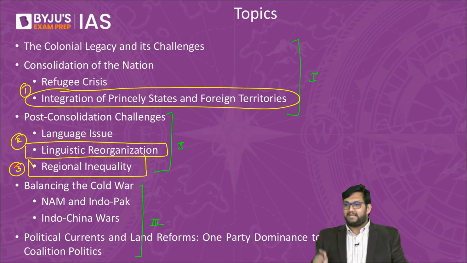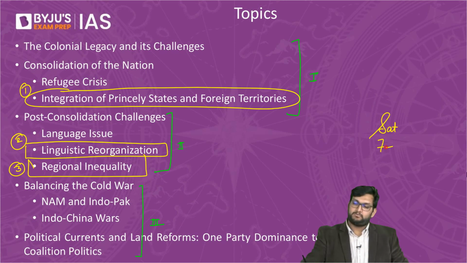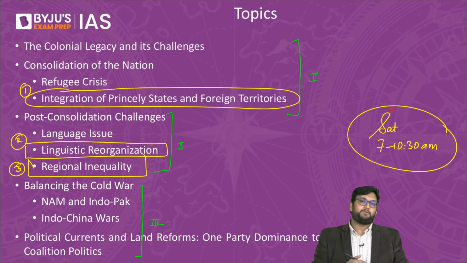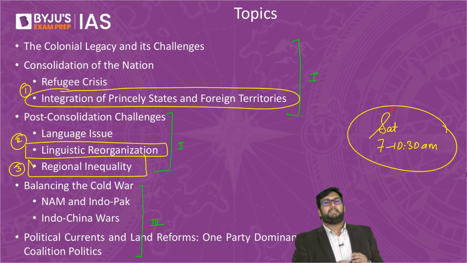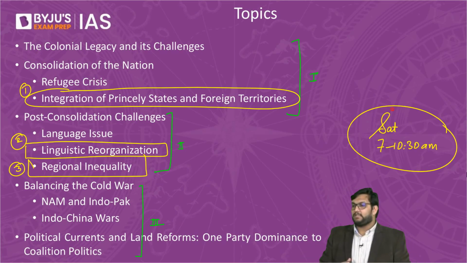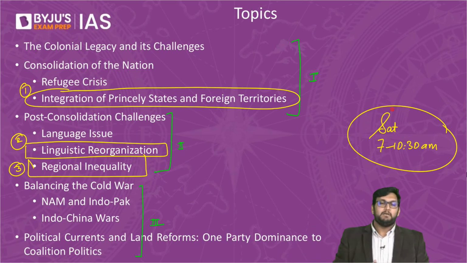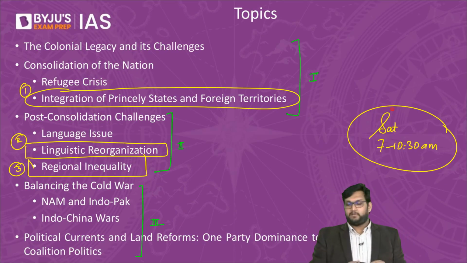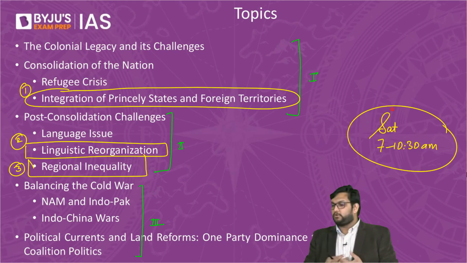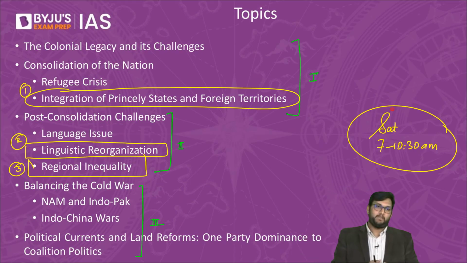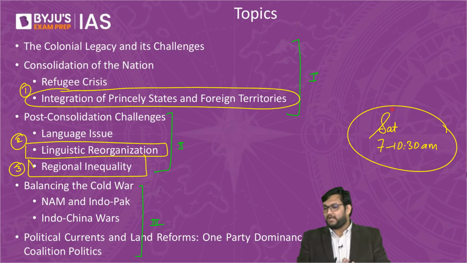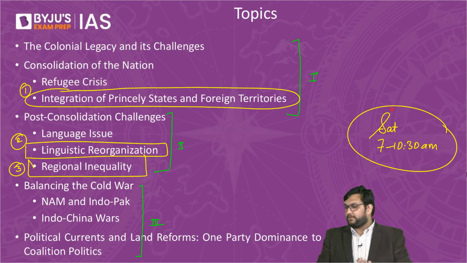Tomorrow, as I said, Saturday 7 to 10:30 a.m., because we lost time in the first class because of a technical glitch. We are making that up tomorrow. 7 in the morning till 10:30 a.m. we have a class of post-independence. And third module, they don't even ask a question. That is the irony. But I have to cover it with you with regards to the wars and all. But that's a separate issue altogether.